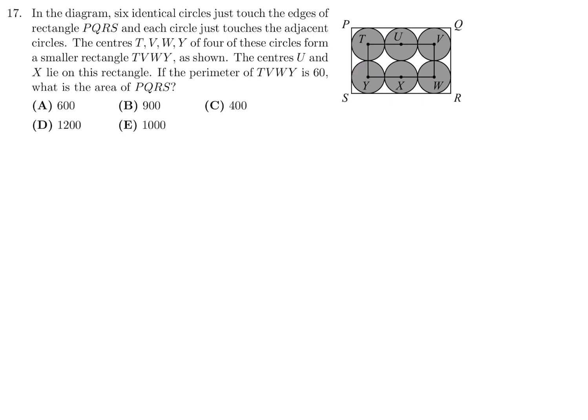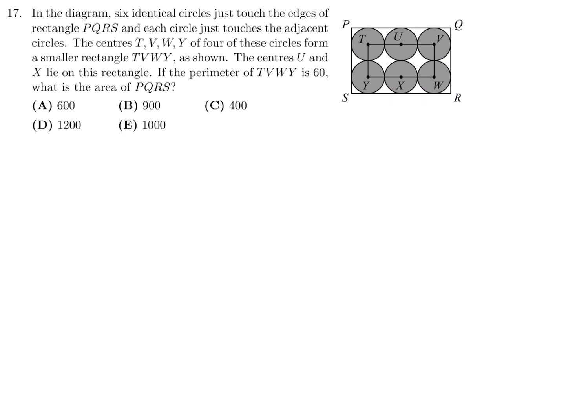In the diagram, 6 identical circles just touch the edges of rectangle PQRS, and each circle just touches the adjacent circles. The centers T, V, W, Y of 4 of these circles form a smaller rectangle TVYW, as shown. The centers U and X lie on this rectangle. If the perimeter of TVWY is 60, what is the area of PQRS?